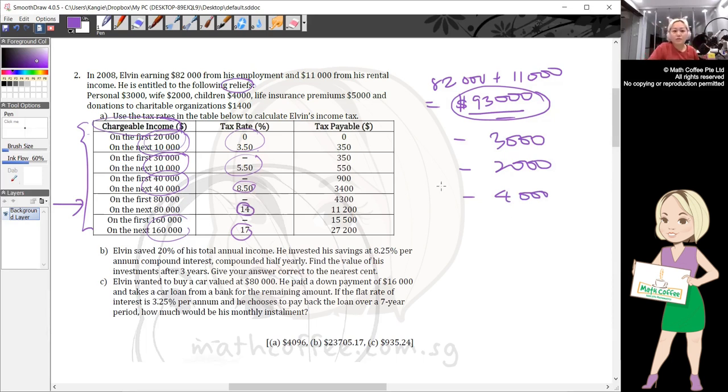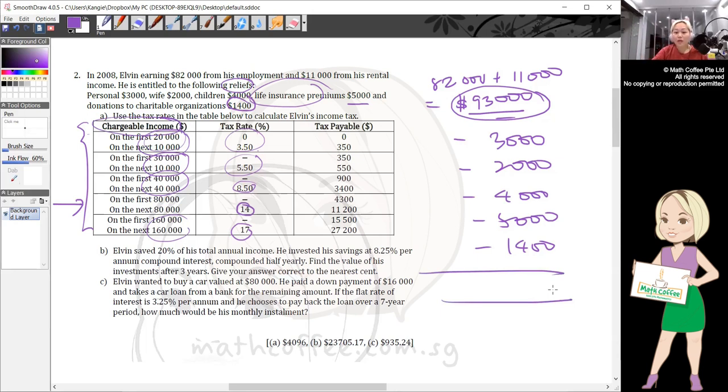Okay, so minus 4,000, and then by insurance, you have a relief of another 5,000, and then donation to the charity 1,400. Just for your information, in real life in Singapore, the more money you donate out, the more relief they will give you. If you donate 1,400, the relief is actually 2.5 times of 1,400, because they want to encourage people to donate. It's like, oh, you donate more, you have a lower chargeable income, then you pay less tax.